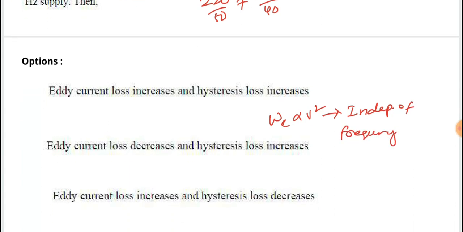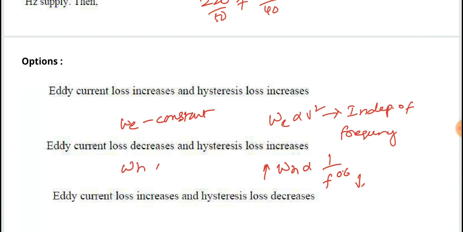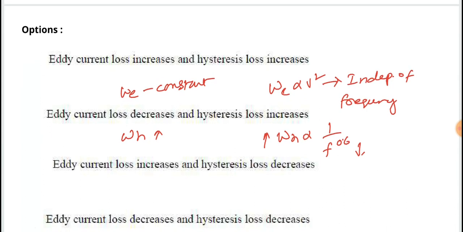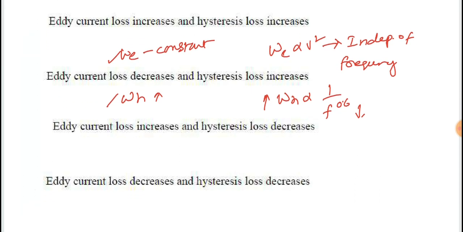And hysteresis losses. So hysteresis losses is proportional to 1 by f to the power of 0.6. As the frequency decreases, hysteresis losses will increase. So from this we can say that eddy current losses remain constant and hysteresis losses are going to increase. So see the options here. In all the options are wrong here. That means the correct option will be eddy current losses is going to be constant, hysteresis loss is going to increase here. So for this, the given answer is wrong.